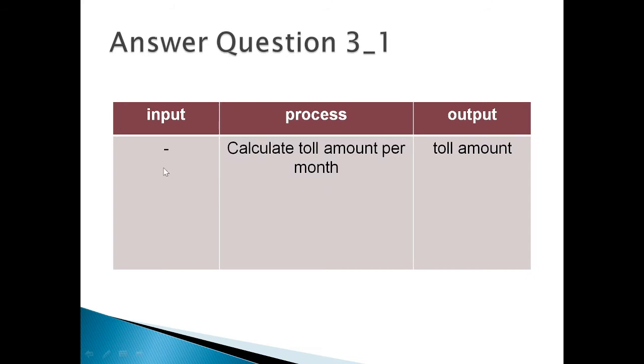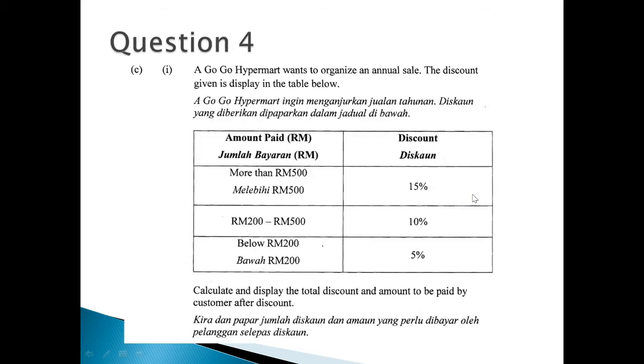So there is no input, because the toll price is already given. And then the process is calculate the total amount per month, and the output is the total amount. That's all. Now question number 4. Given the statement here, a GoGo hypermarket wants to organize an annual sale.